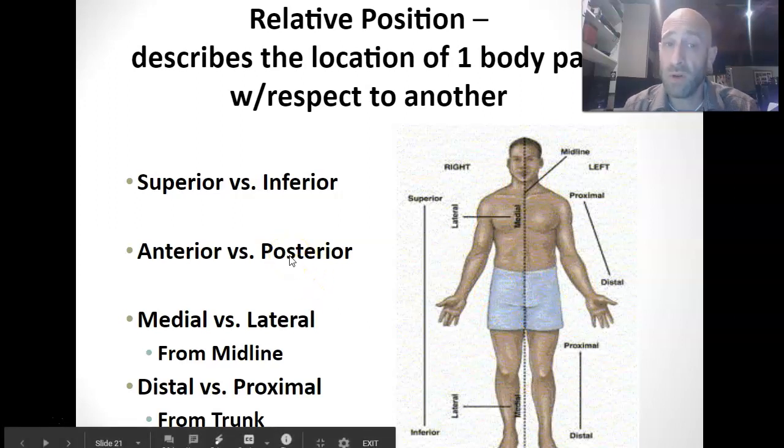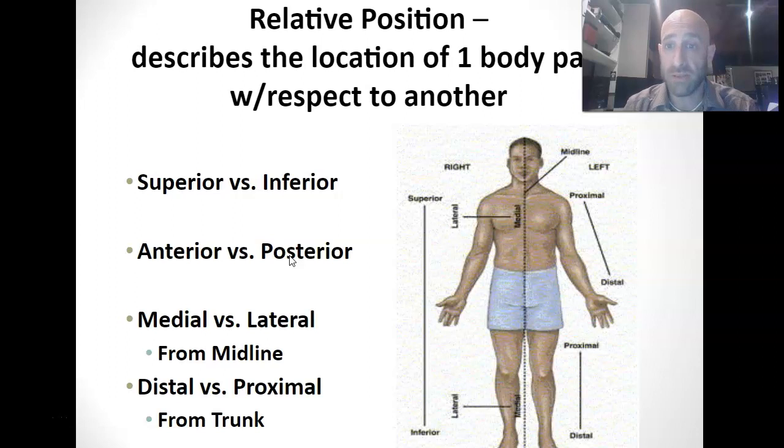Anterior versus posterior, same thing. It's going to be for the trunk, and sometimes for the arms and legs actually. Anterior means front, posterior means back. So for example, my nose is anterior to my ears because they're towards the front of my head, posterior is in the back. Or I could say my shoulder blade is posterior to my sternum, which is the middle of my chest. So it's in front or in back.